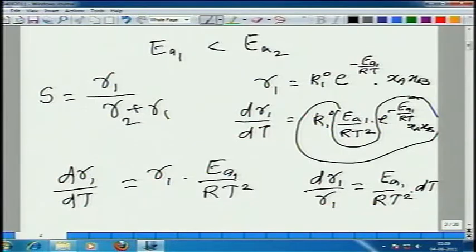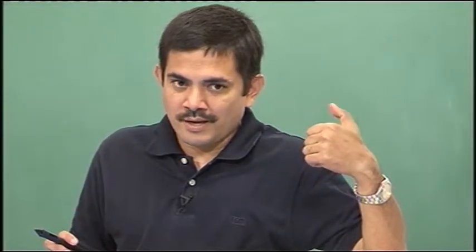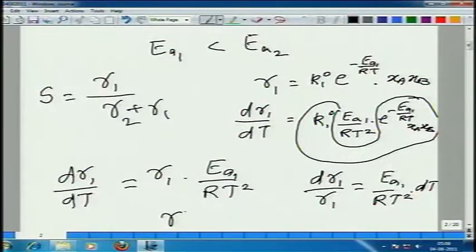If I change my temperature by, let us say, 1 degree Celsius, my new reaction rate R prime will be equal to R1 plus dR1, whatever it was, plus dR1, right. Okay. So, the new reaction rate, or the change in the reaction rate, is proportional to the energy of activation.